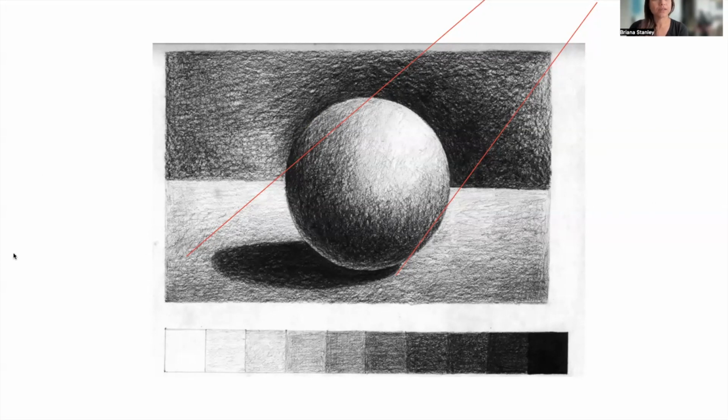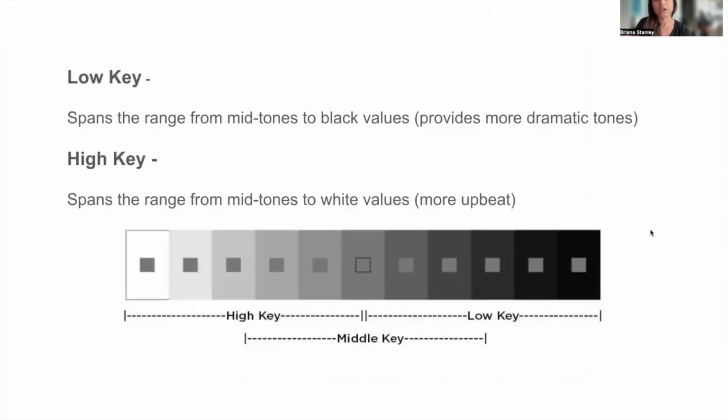So light logic, as soon as you know kind of the rules with it, becomes very predictable for us, especially when there's a single light source. Okay, moving on here. So thinking about a value scale, we have that full range going from our lightest light to our darkest dark.